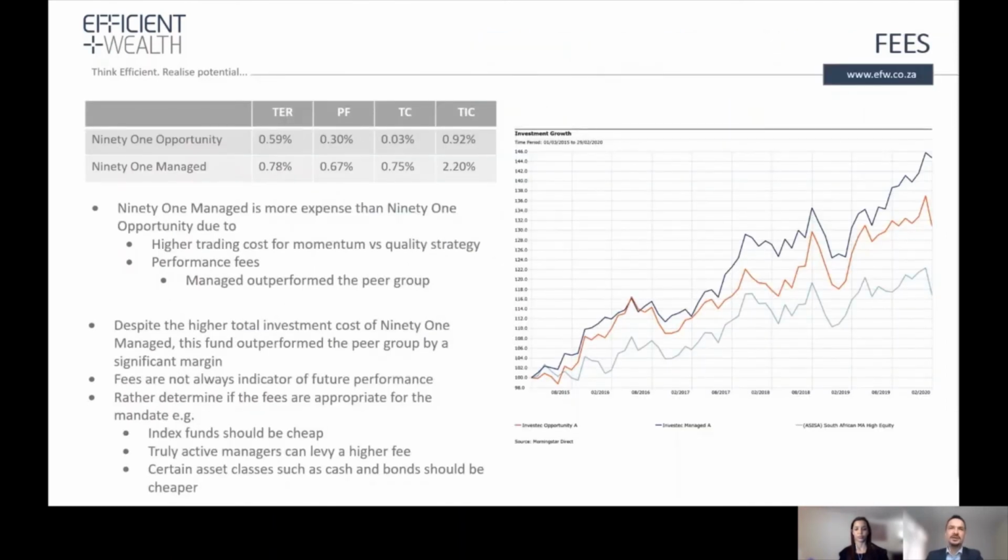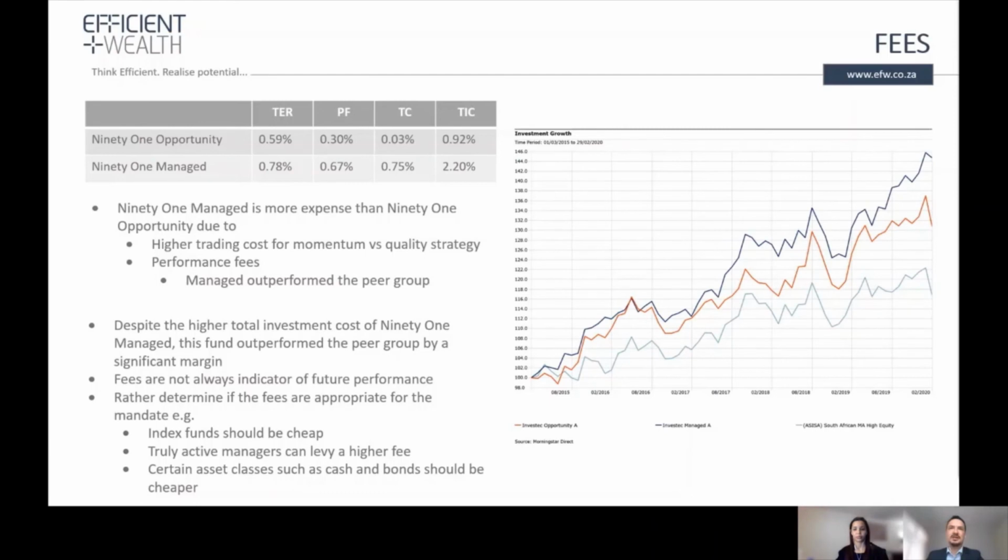It is important to note that a fee is not an indicator of future performance. We've used two funds from the same asset manager, 91 Opportunity and 91 Managed, and we've split up the fees for each fund. For Opportunity and Managed, the total expense ratio, so that's the fee of running the fund, is similar. Both have a similar fee, whereas the performance fee differs between the two funds.